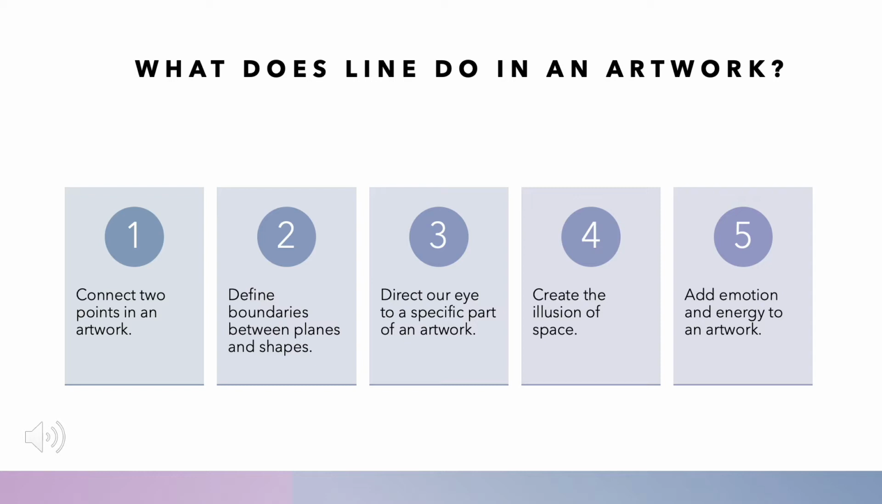Line directs our eye to a specific part of an artwork the artist might want us to recognize. Lines create the illusion of space, and lines add emotion and energy to an artwork. Now let's explore some examples of how lines do these things and how you can use it when you create art.